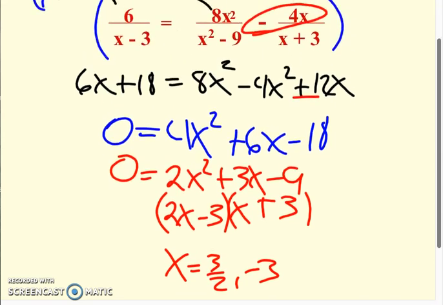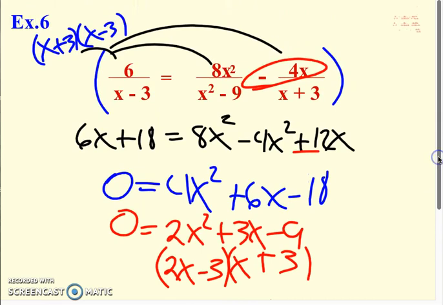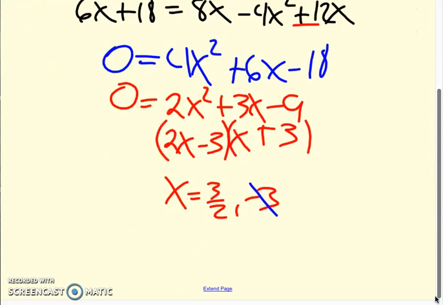And as a reminder, make sure you check your solutions. In this case, 3 halves, no problem, but negative 3 actually causes division by 0 right in here. It also causes division by 0 right in here. So with rational expressions, or equations, I should say, you have to check your solutions.